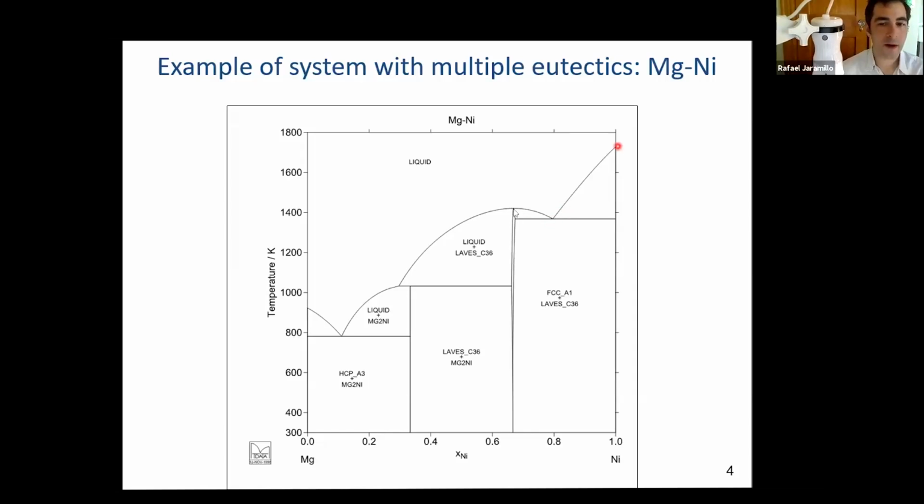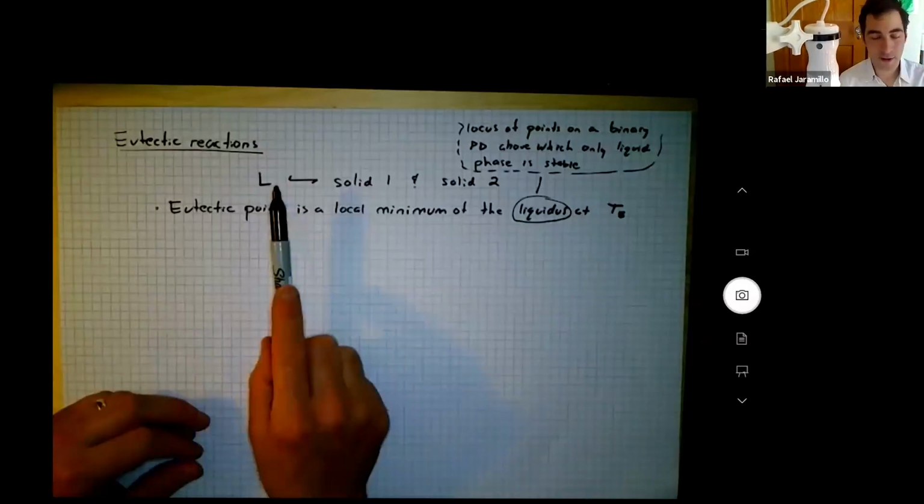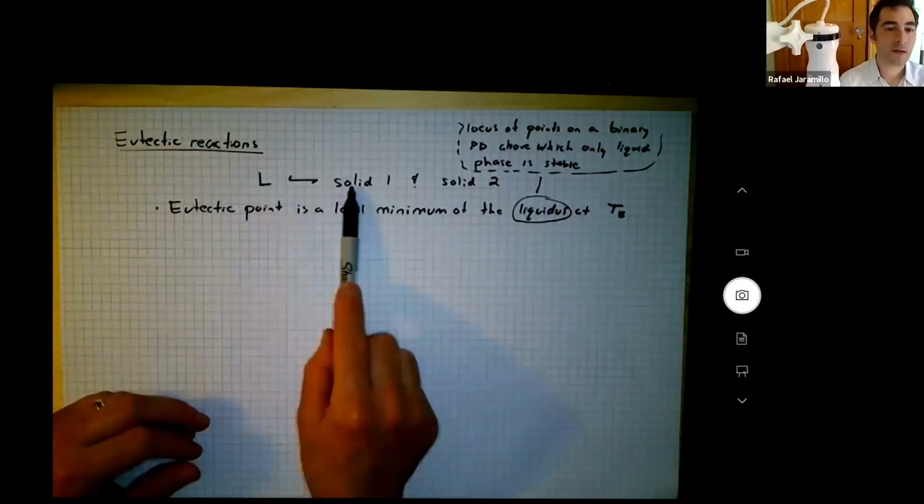So anywhere you see a local minimum of the liquidus, you have a eutectic reaction. At this reaction, you have a transformation from liquid to these two phases. And at this reaction, you have a transformation of liquid to these two phases. So you see each of those eutectic points had this general form, transformation from a liquid at high temperature into two solids at low temperature.